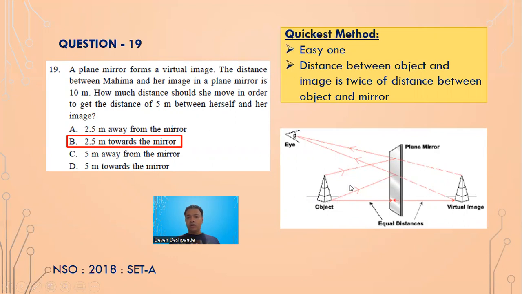So if Mahima wants the distance between her and the virtual image to be 5, she has to move by such a distance that the distance between her and the mirror is 2.5 and between the mirror and the virtual image is 2.5. So 2.5 and 2.5 is 5 meters. So Mahima has to move 2.5 meters towards the mirror, isn't it? If she moves 2.5 meters towards the mirror, the distance between her and the mirror will be 2.5 meters, and between her and the image also will be 2.5 meters. So the total distance between her and the virtual image will be 5 meters.